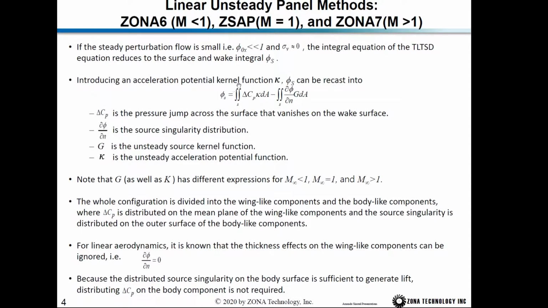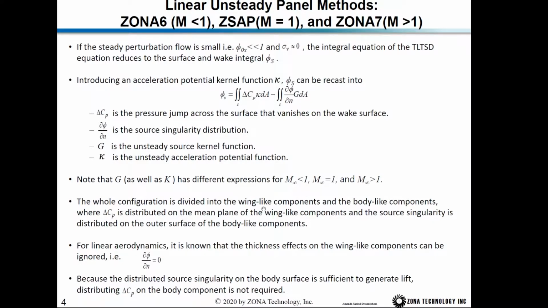So the acceleration potential is delta Cp. Delta Cp is the pressure jump across the surface, and because the wake cannot sustain force, the delta Cp on the wake surface vanishes. So all we need to do is to integrate this integral around the surface, where partial phi, partial n is a source singularity, g is the unsteady source kernel function, kappa is the unsteady acceleration potential function, and g and k have different expressions at different Mach numbers.